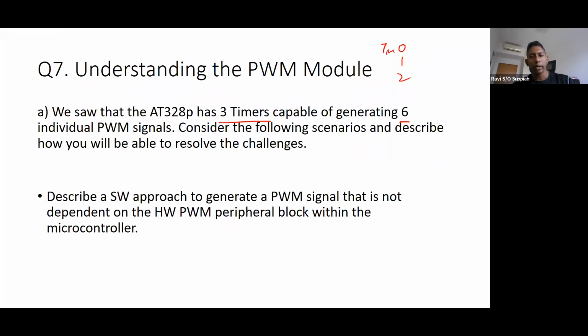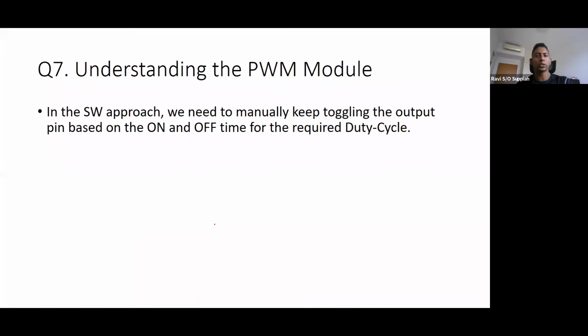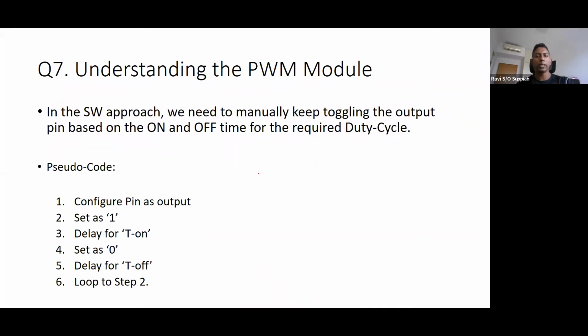So let's look at questions here. The first part is to describe a software approach to generate a PWM signal that is not dependent on the hardware. With the hardware PWM block, of course, it makes life very easy for us. But if you don't have this and you want to go with a software approach, how would you do it? It is nothing more than generating on and off signals, correct? You only need to be careful about how much time you want for T on and how much time you want for T off.